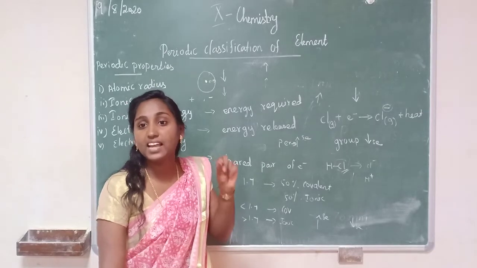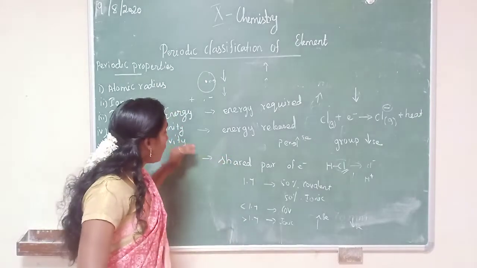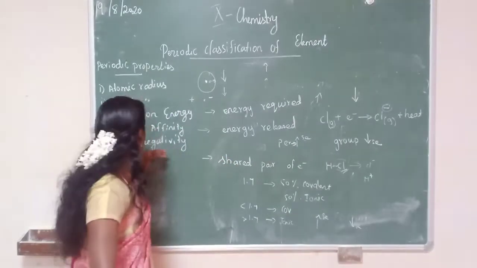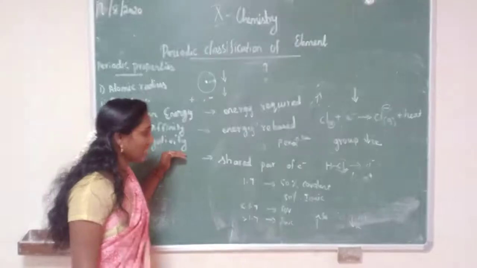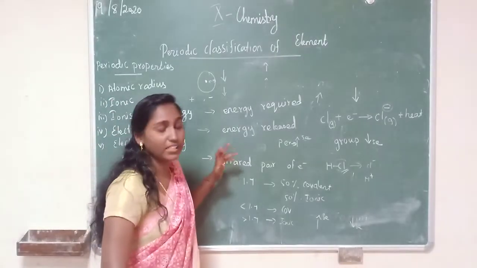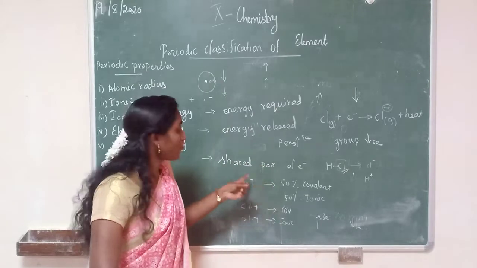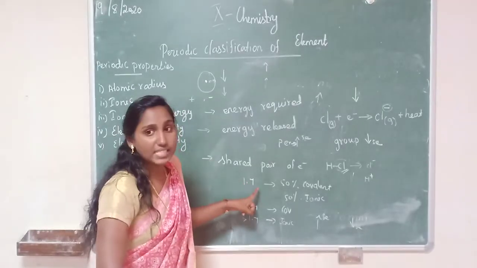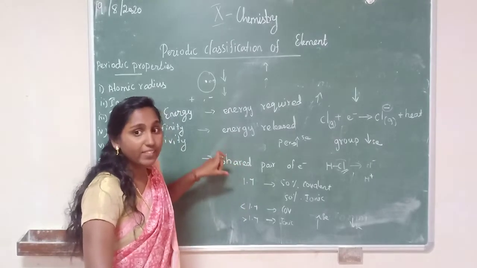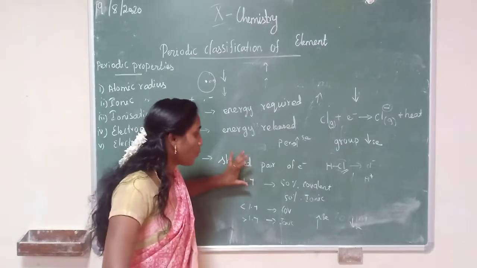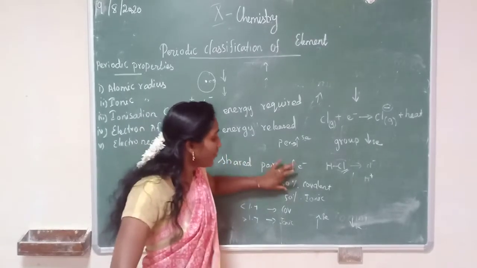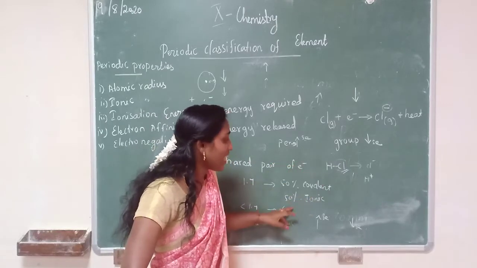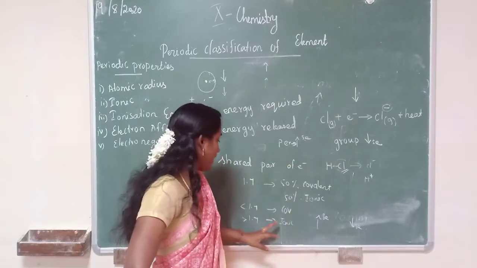Page number 111 it is given. So the Pauling scale is used to determine the electronegativity. The difference in electronegativity of two atoms, if that value is 1.7, means the bond must contain 50% covalent character and 50% ionic character.